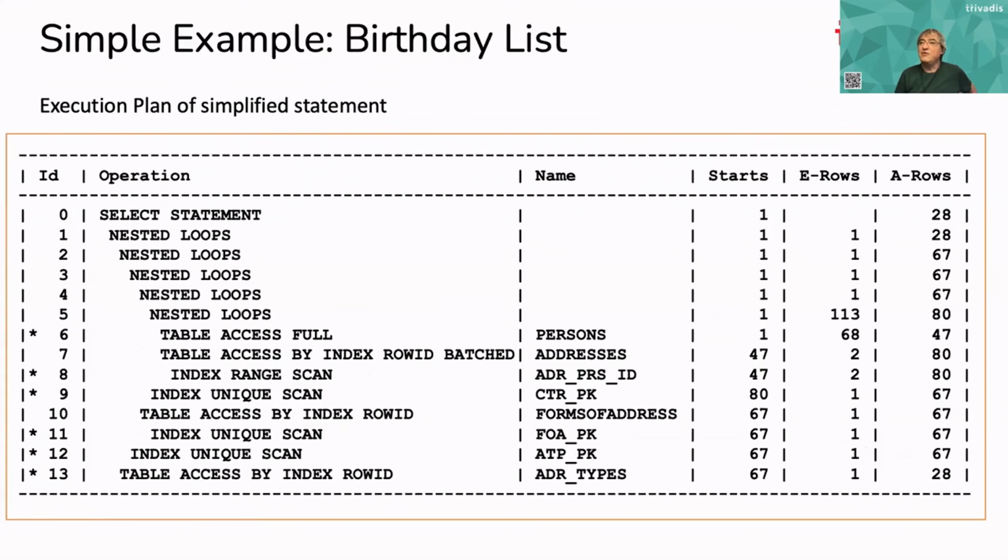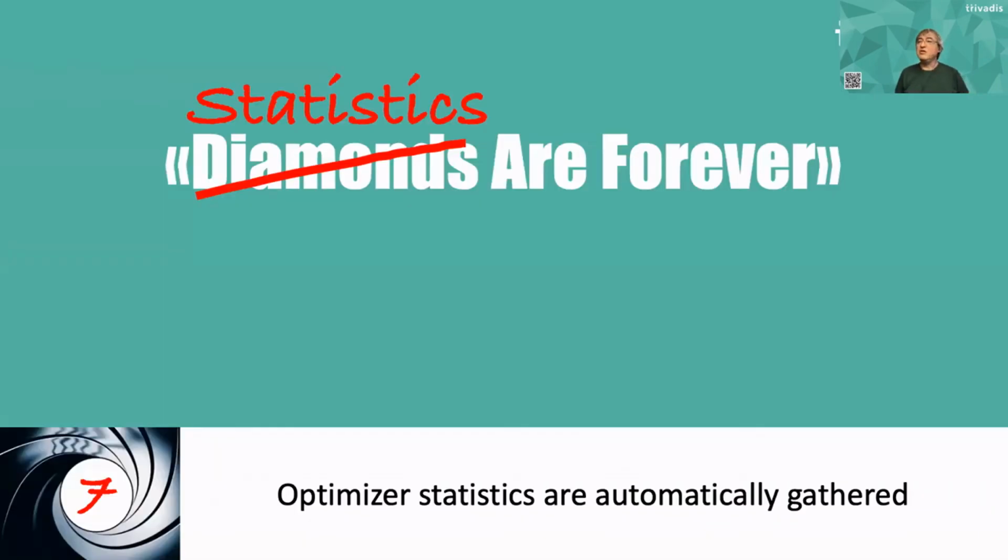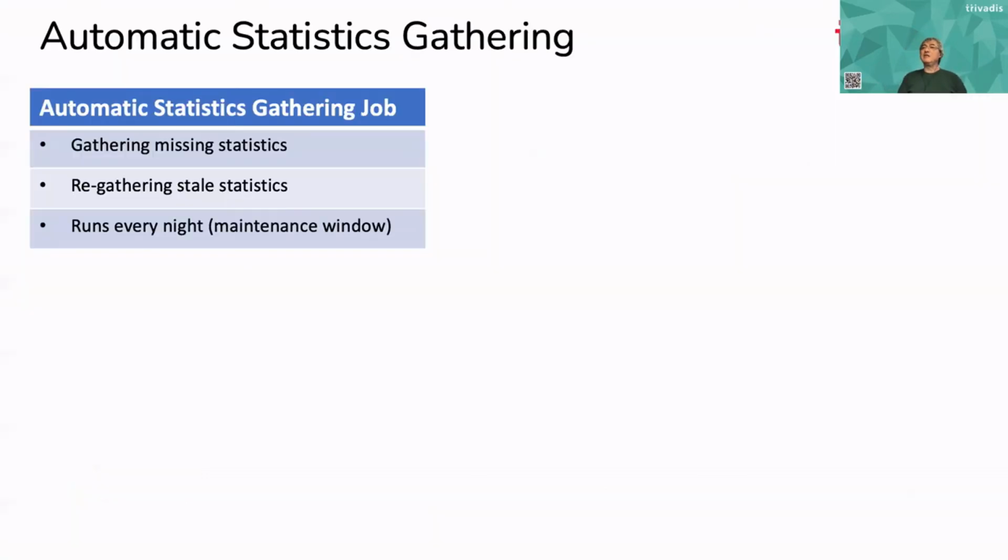Okay, that went a bit fast, but I want to use the time for the last myth. That's the problem with this presentation: when I have seven in the title, I also have to show all seven examples. Statistics are forever. So the statistics are gathered automatically, and that's really a good thing. Since Oracle 10g, there is an automatic statistics job that runs every night that gathers missing statistics. So we don't care about statistics anymore.